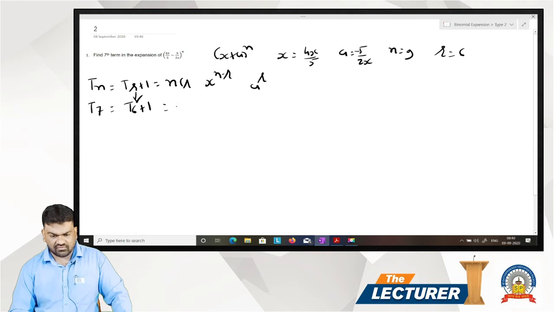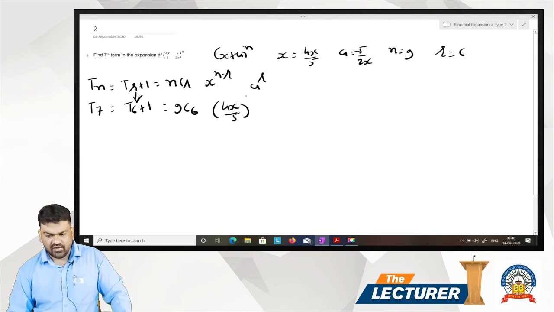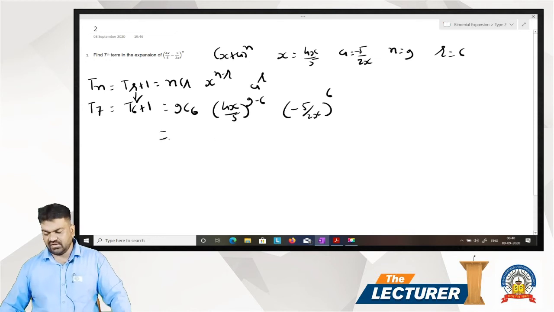n is equal to 9, so 9C6. x is 4x divided by 5 raised to 9 minus 6. What is a? a is minus 5 by 2x raised to 6. Find 9C6 or find 9C3, both are equal. 9C3 is 9 multiplied by 8 multiplied by 7 divided by 3 divided by 2, that is 84.